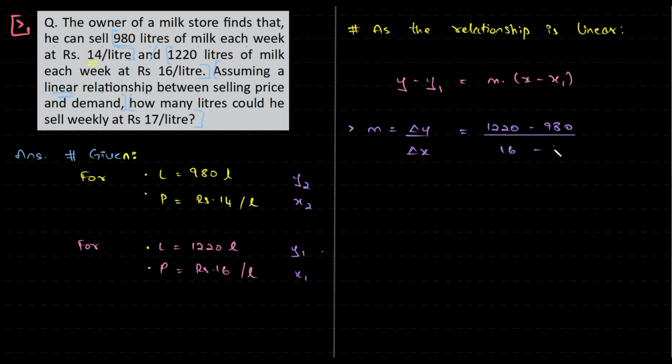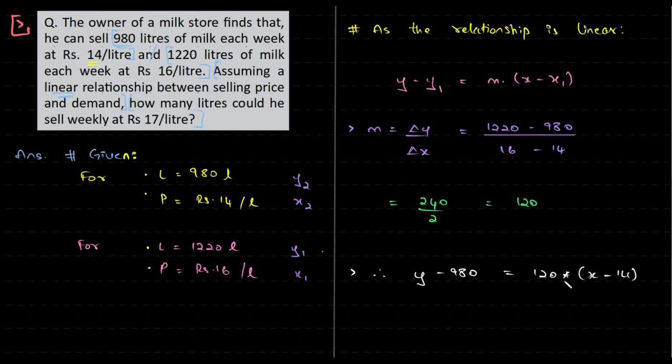So this is 16 minus 14, so this is basically 2. And we have 240 by 2, that is 120. So slope is 120. Okay, that's a huge slope. And so we have therefore y minus 980, I can use any one, equals 120 times x minus 14.